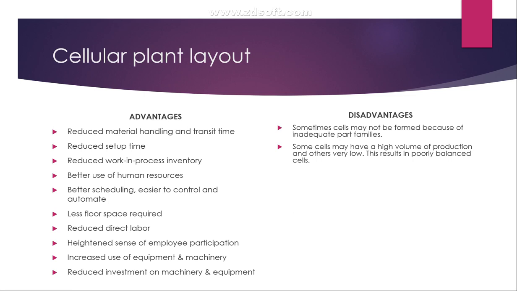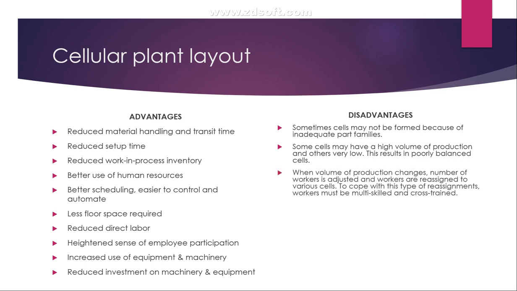Some cells may have high volume of production and others are low. The result is poorly balanced cells. As I was discussing in terms of advantages, it is not necessary that for all the products we have the same demand. So somewhere the production also has an impact with respect to demand. So you see an imbalance in terms of comparing the different cells of our production unit.